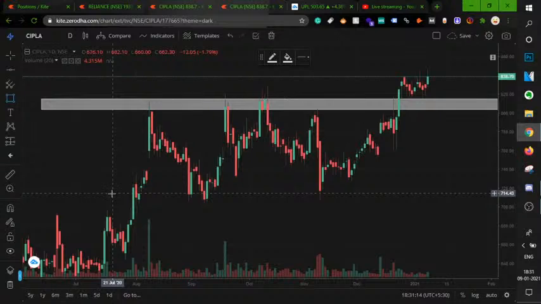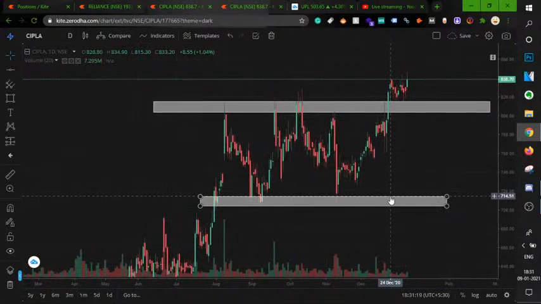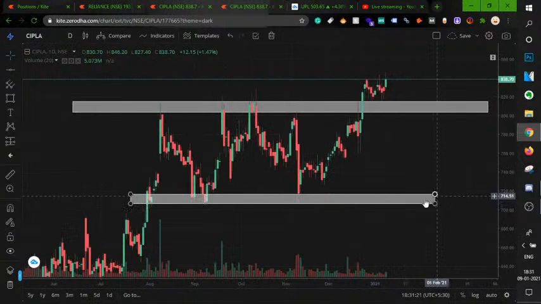So again, these are not levels, these are zones. I mean, proper zones, right? So we have these zones marked here. Now let me ask you, what exactly is this zone that we have on a lower end?